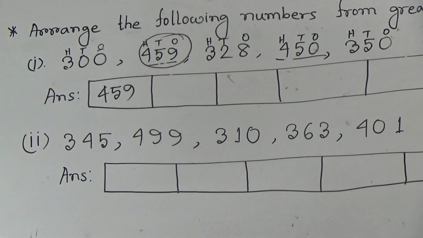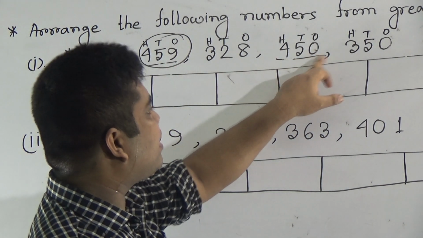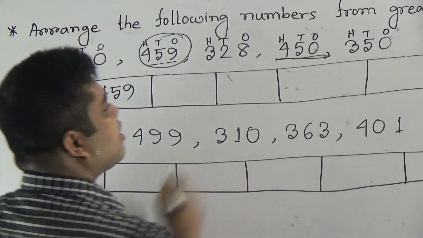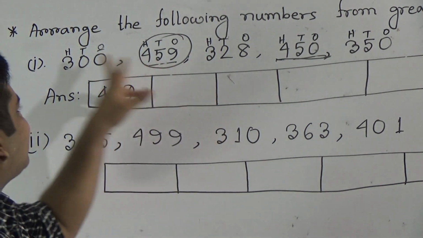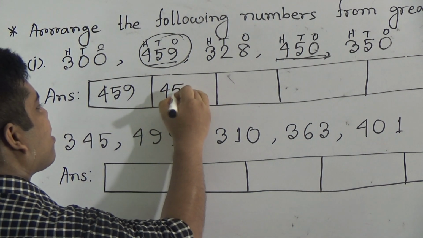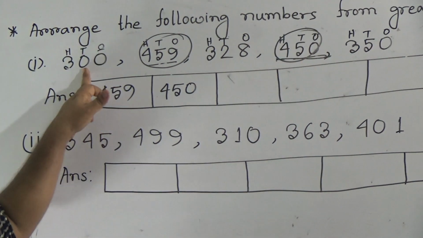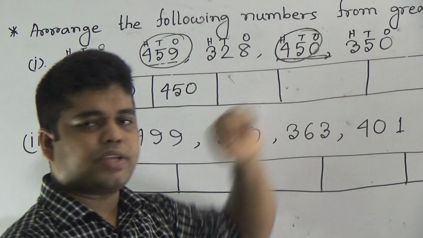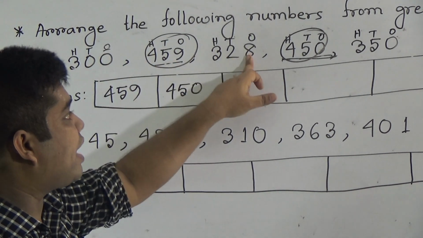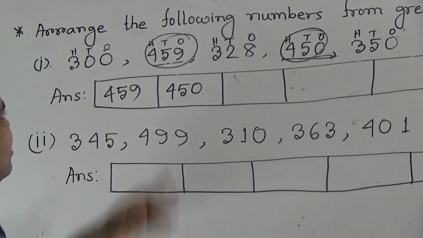Okay. Next, we shall follow the 4 numbers 300, 328, 450, 350. Among these 4 numbers, we notice that 450 is greater than 300, 300, 300. So, we write 450. Now, you notice and this one is done. Left 300, 328, 350. My dear students, notice this is 300, this is 328, this is 350. Among these 3 numbers, which one is greater?